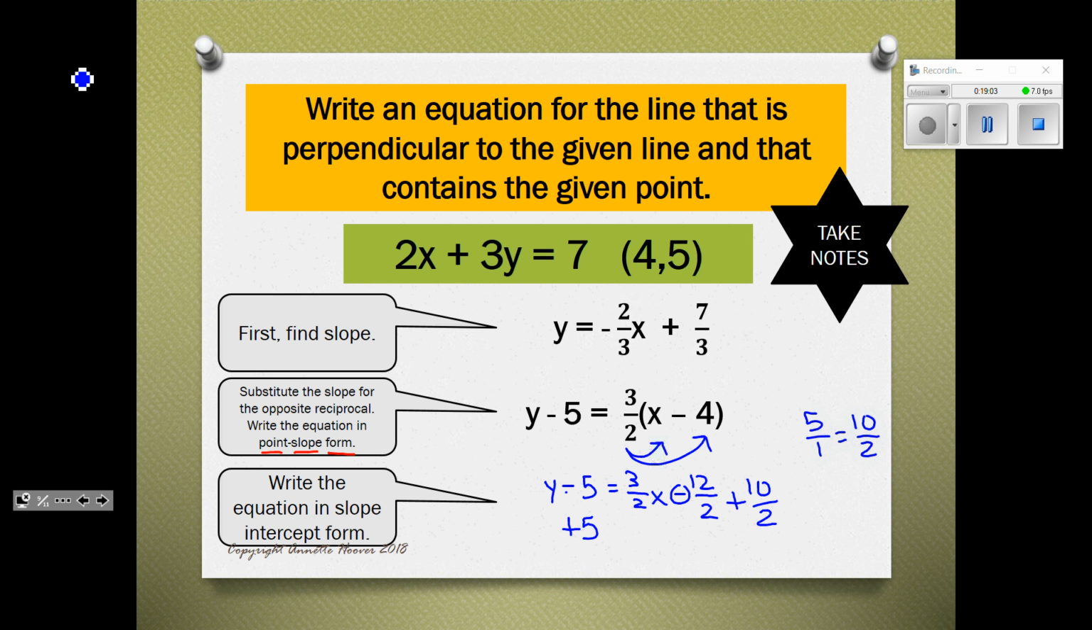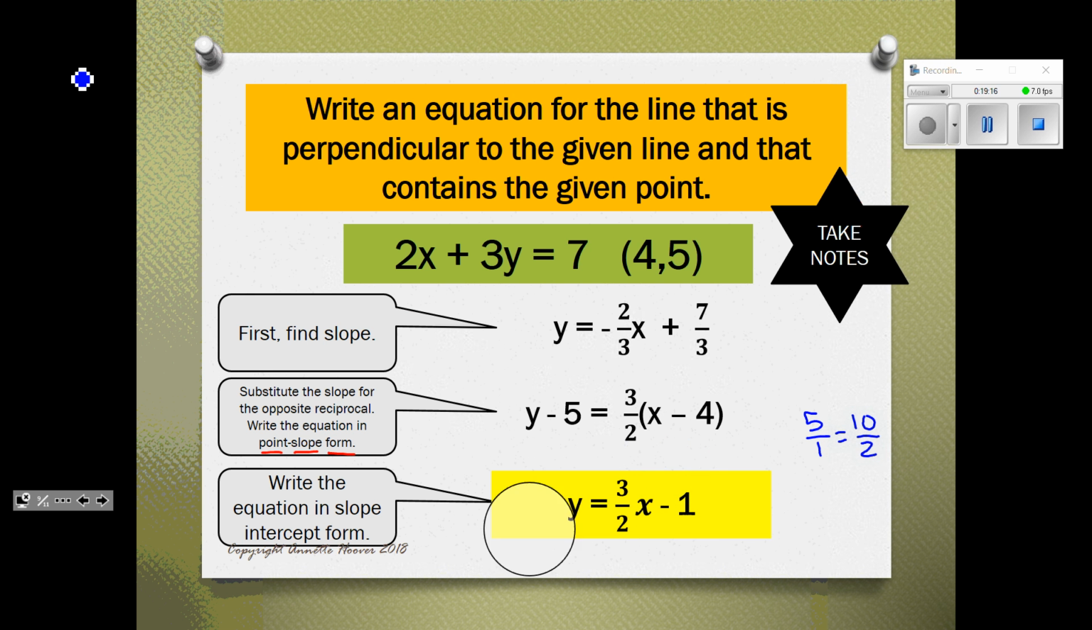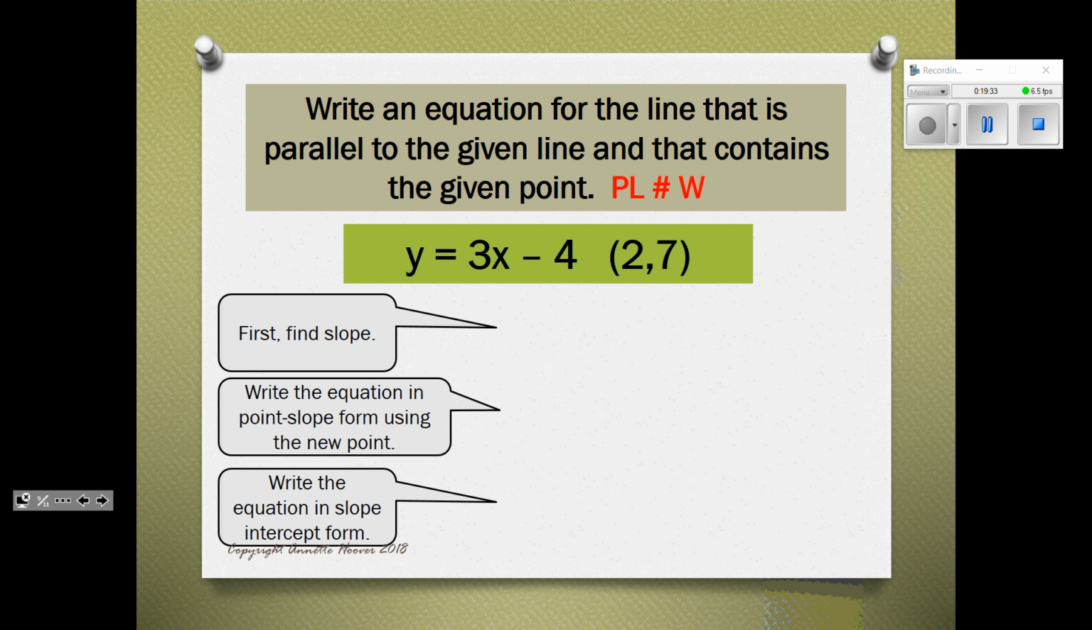One is negative, one is positive. Different signs subtract. So I'm going to have a negative 2/2, which would be simply a negative 1. I had a negative 12/2 and a positive 10/2. That equals a negative 2/2, which is a negative 1. So here's the equation of a line that would be perpendicular to the first one.